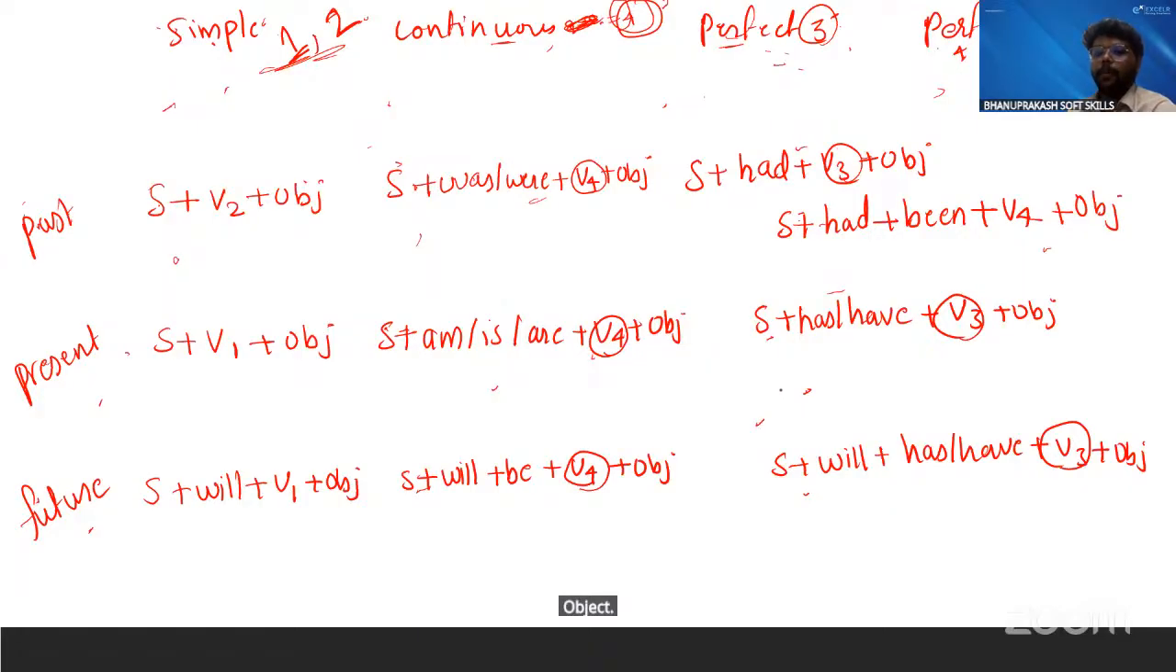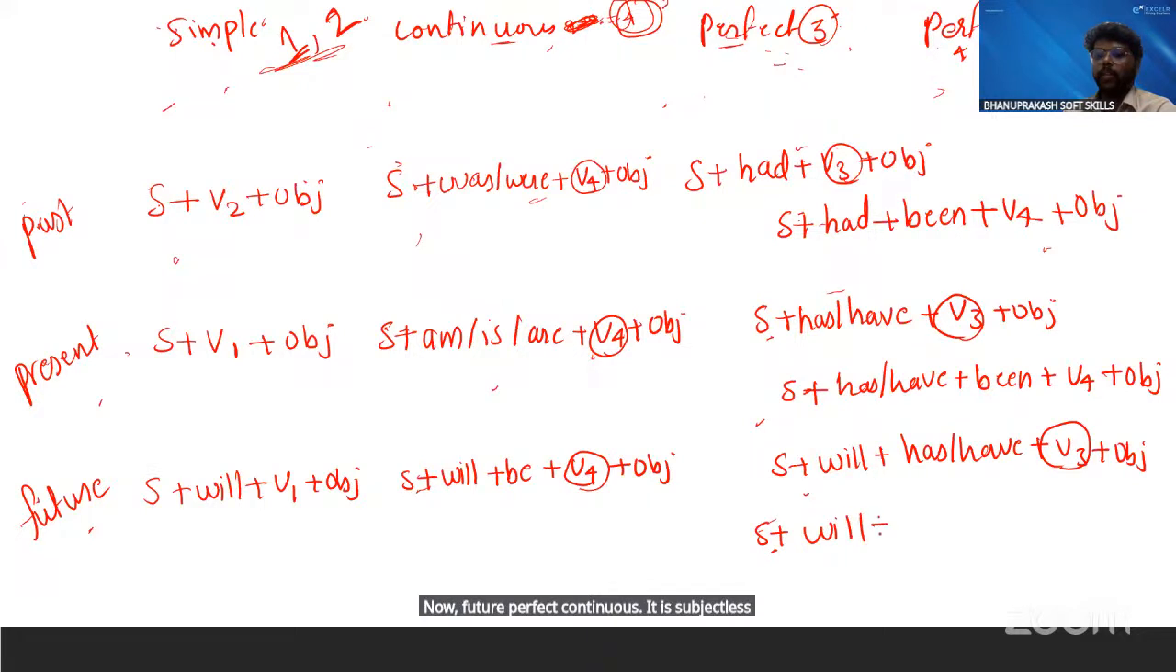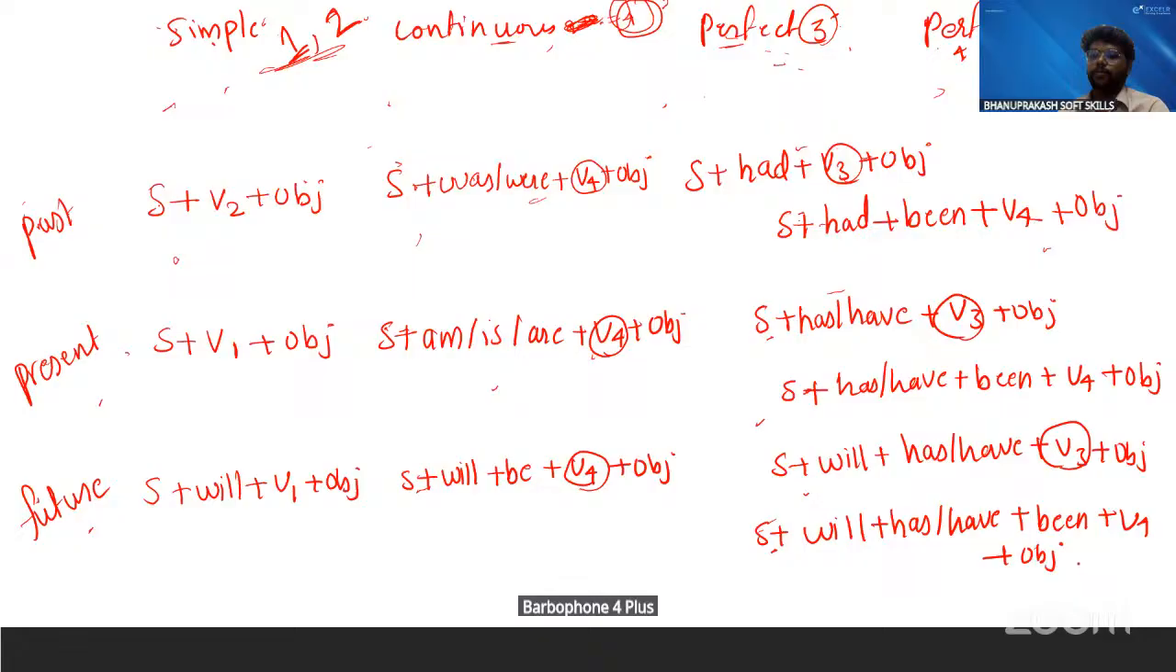And now present perfect continuous. This is subject plus has or have plus been plus verb form 4 plus object. Now future perfect continuous. It is subject plus will plus has or have plus been plus verb form 4 plus object. Okay, these are the 12 sentences of this past, present, and future.